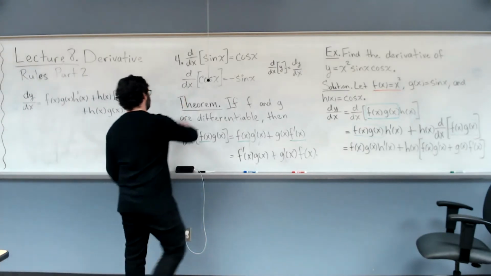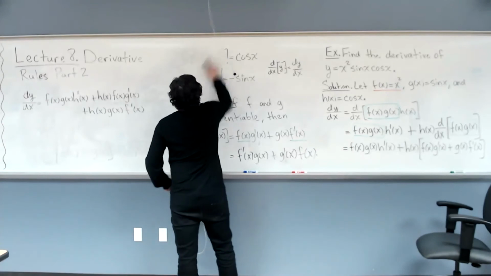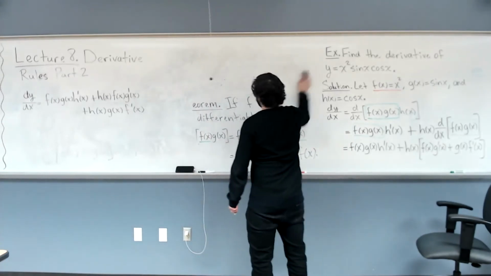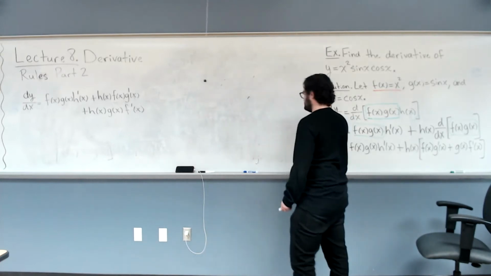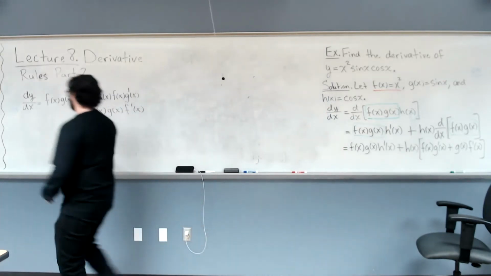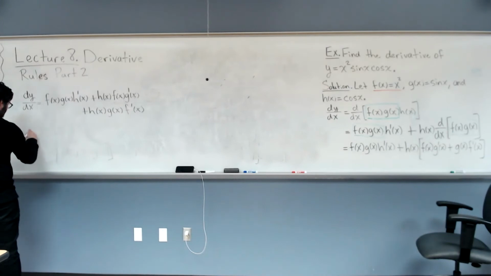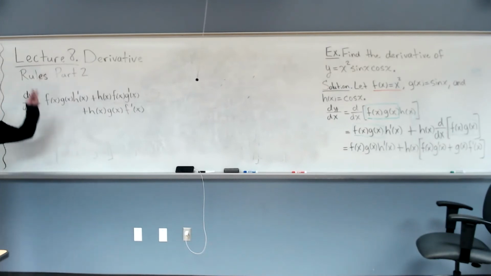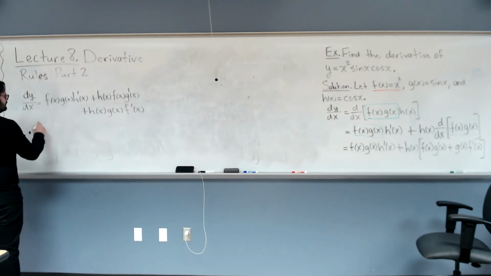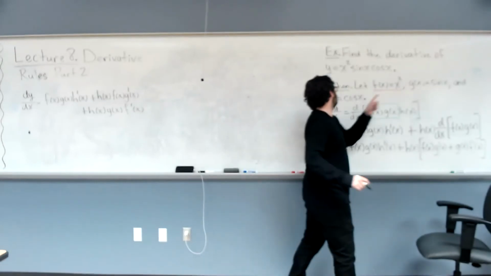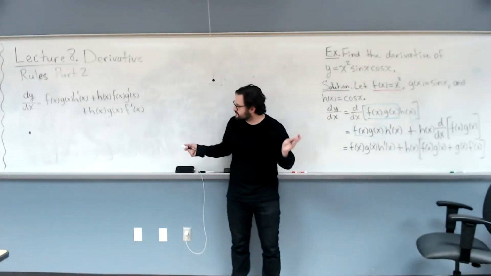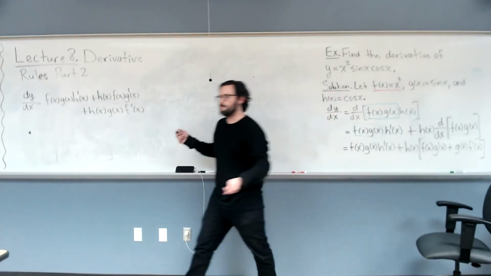Maybe I'll erase this now and make some room. In your notes, if you're following along, all of this should be stacked neatly on top of each other. We already know what F, G, and H are. We just now need to know their derivatives.